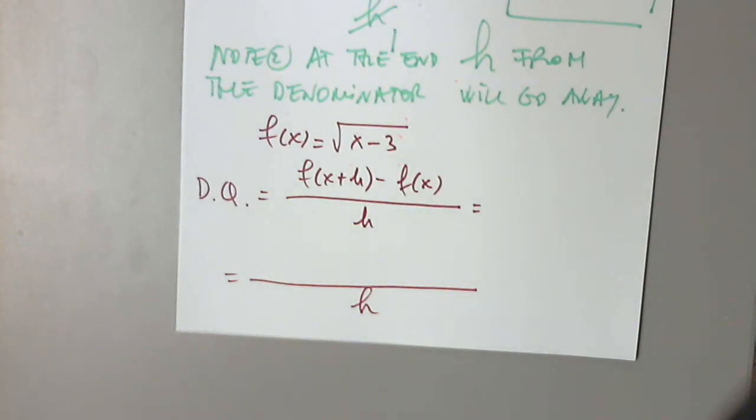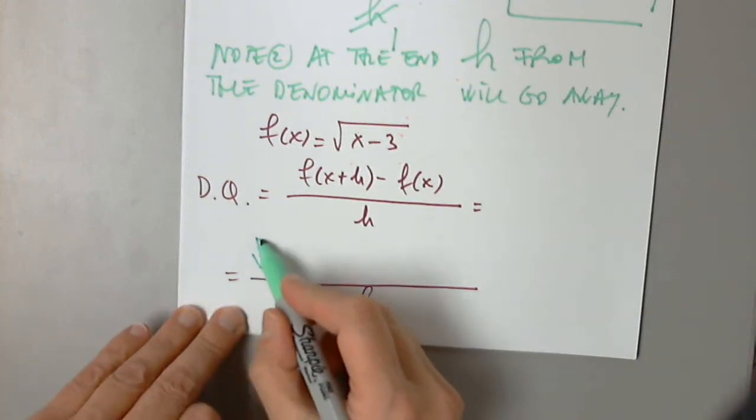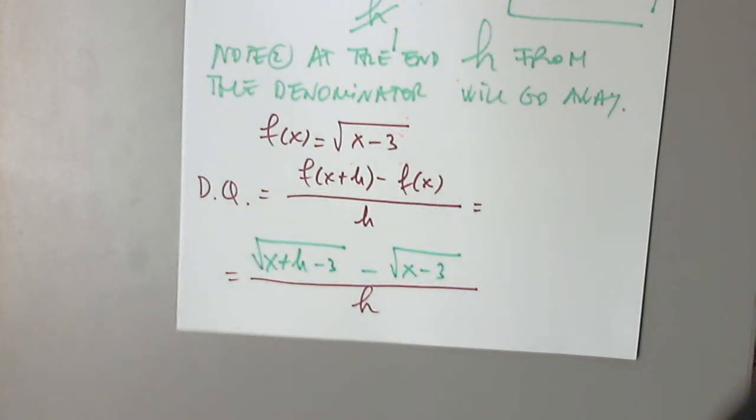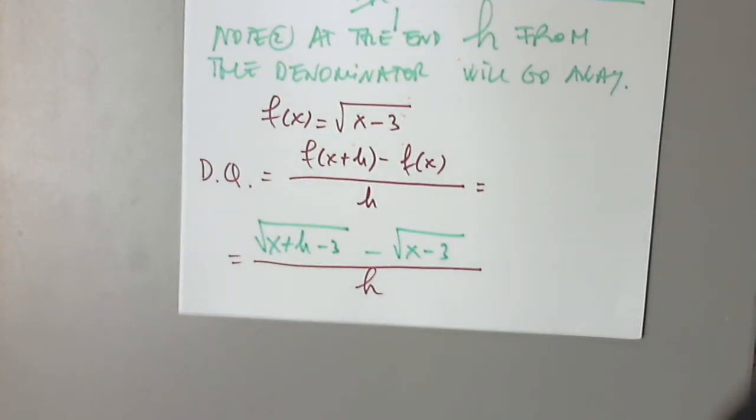f of x is clear, h is clear, but I want you to tell me what to write at the top. The square root of x plus h minus 3. So we have the square root of x plus h minus 3 minus the square root of x minus 3. We all agree? Yes? Perfect. So now what do you think we're going to do with this? Can anyone refresh our memory?